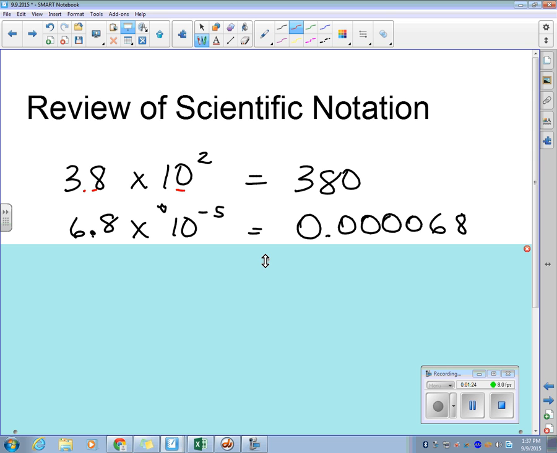So the next one that we want to look at is a very, very small number. It's 6.8 times 10 to the negative fifth.